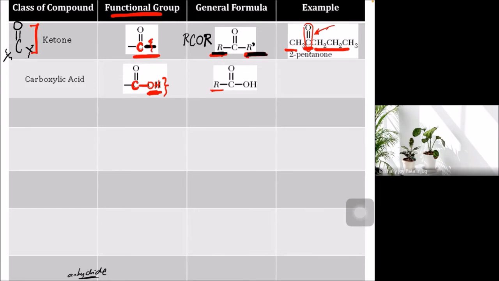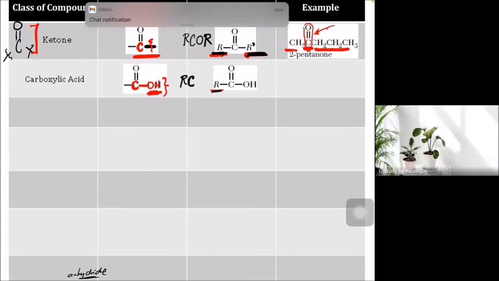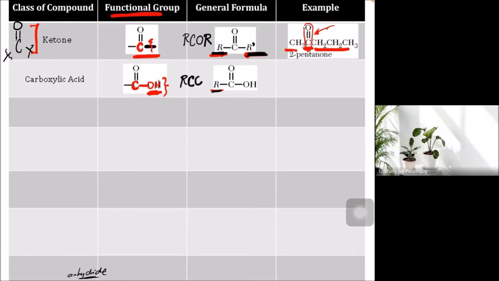Okay? Then for the carboxylic acid, if we try to write its simplified type formula, so you have an R group, ito yon. Then you have a carbon double bond to oxygen. Ito pa yung nasulat ko ha. R group, carbon double bond to oxygen, then may OH pa. So you write OH.